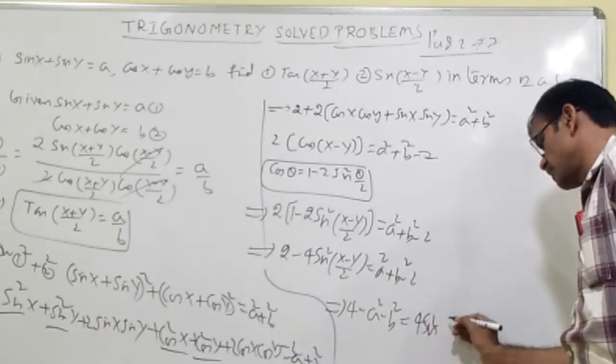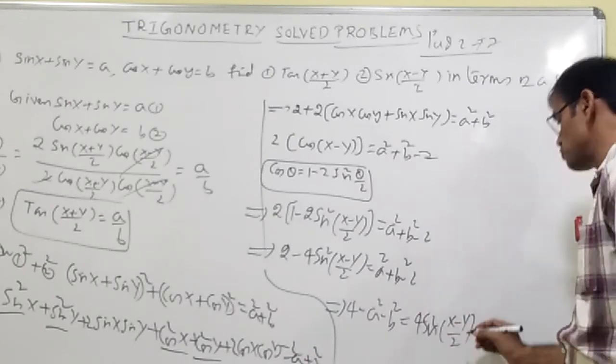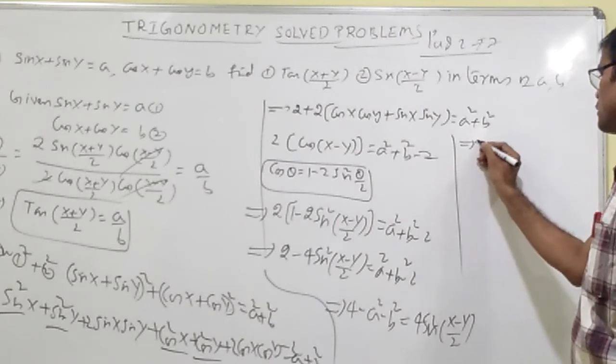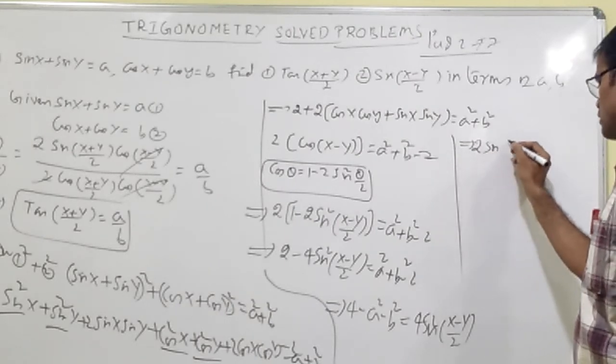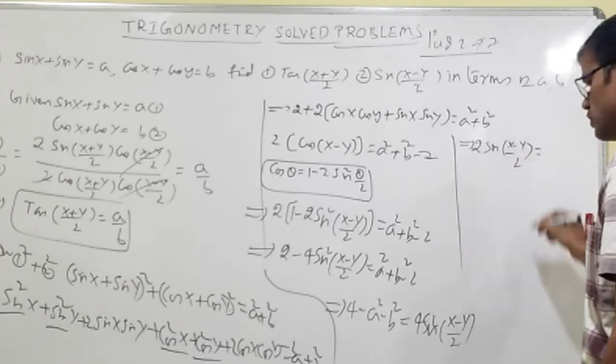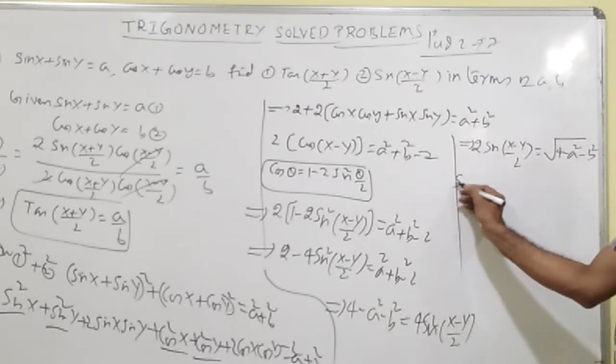Then write like this, 4 sin square of (x minus y) by 2. You can write here 2 sin of (x minus y) by 2 is equal to, taking square root on both sides, square root of 4 minus a square minus b square.